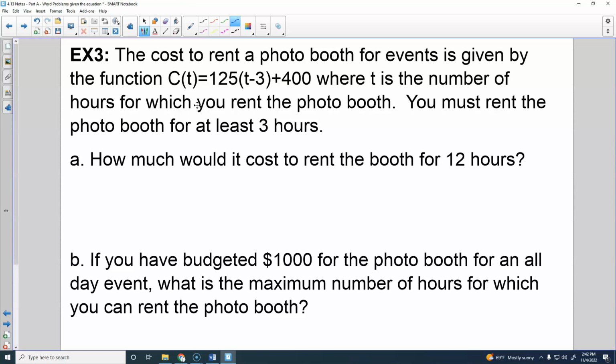So how much would it cost to rent the booth for 12 hours? So let's say you're having some sort of carnival or something and you want this photo booth for 12 hours. Okay? Now we could break down this equation. It's a little bit tougher to break down, all right? Anybody want to try? What are they charging here? What's their pricing scheme?